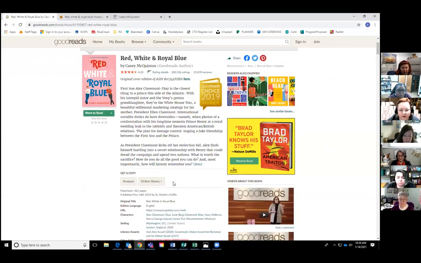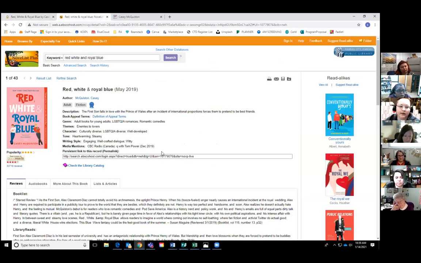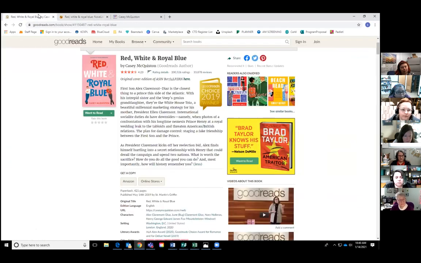I've also been using Novelist because it also has a lot of the information, and it already has LGBTQIA. So I knew that that would be something to talk about amongst the author or the characters.